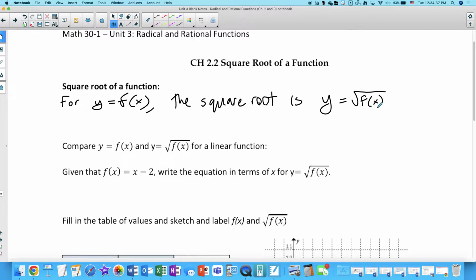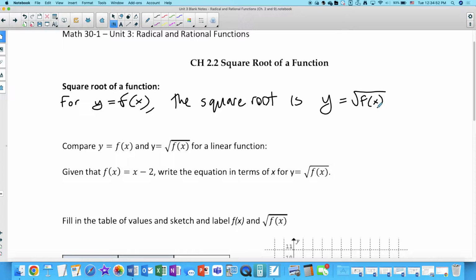However, you could do this for anything. You could take the square root of an exponential function if you want. You could take the square root of a trigonometric function or a rational function. Okay? But these are the ones that we're going to focus on today.